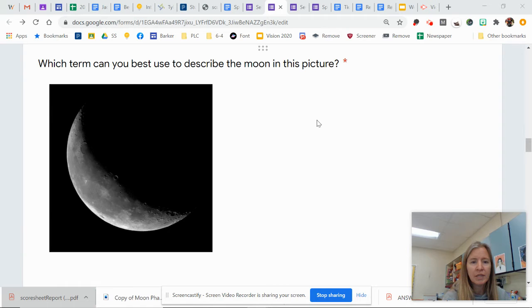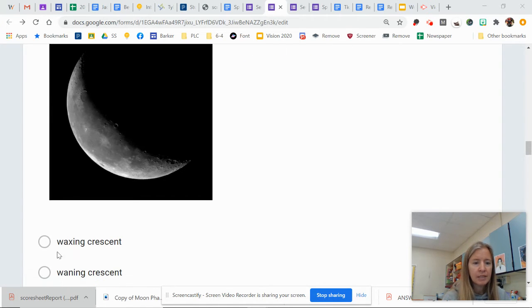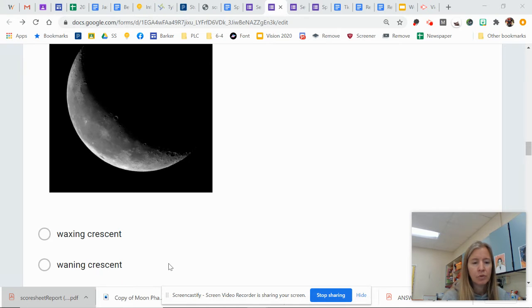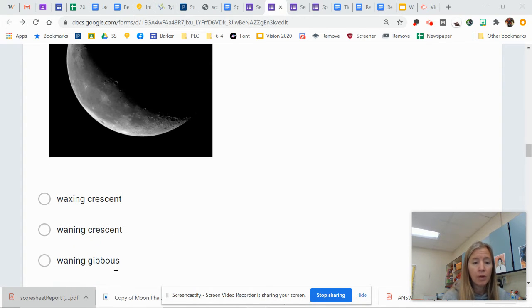Which term can you best use to describe the moon in this picture? Is this a waxing crescent or a waning crescent? And you need to pay attention to the side that is lit up. So in this moon, the left side is lit up. So when the left is lit up, is that a waxing or a waning crescent, or a waning gibbous?